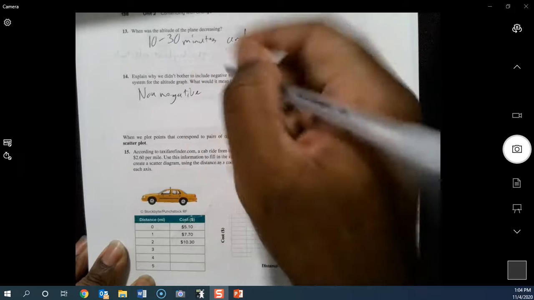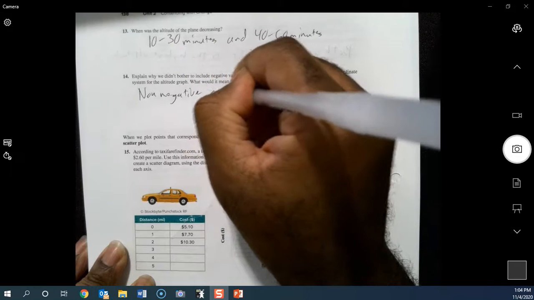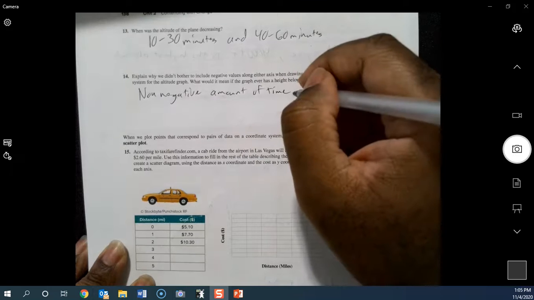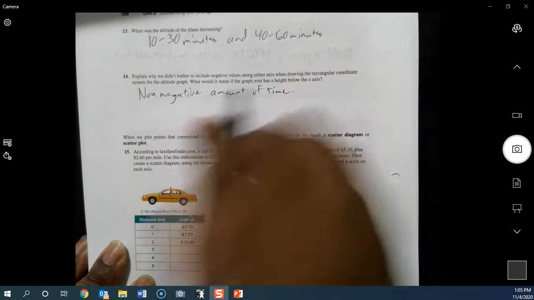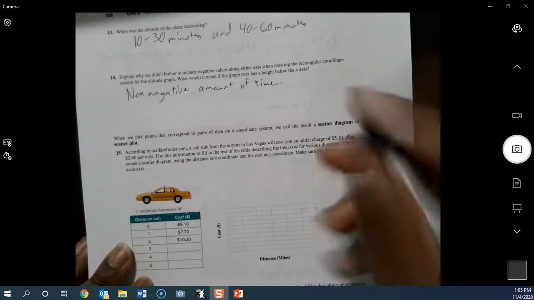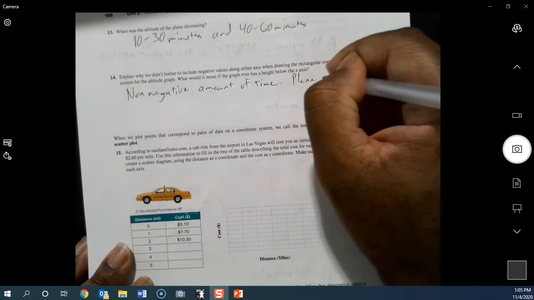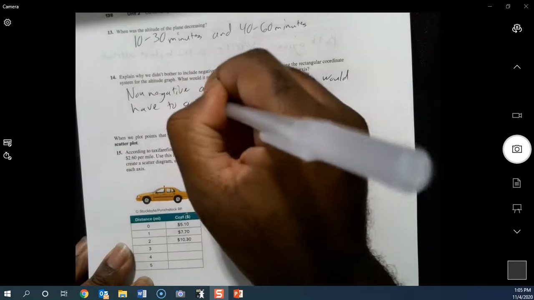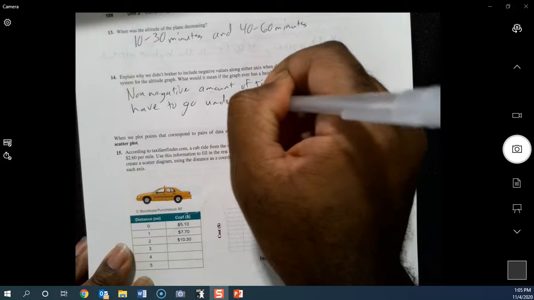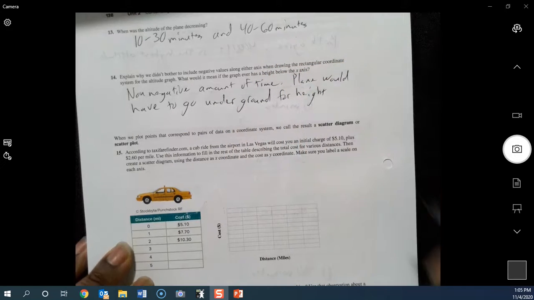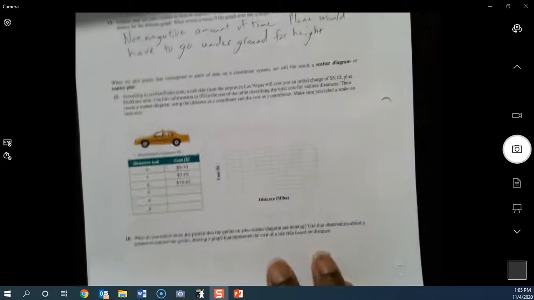It was a non-negative amount of time. So basically what this is saying is you cannot have a negative amount of time. And then the plane would have to go underground for the height. And we don't have that.